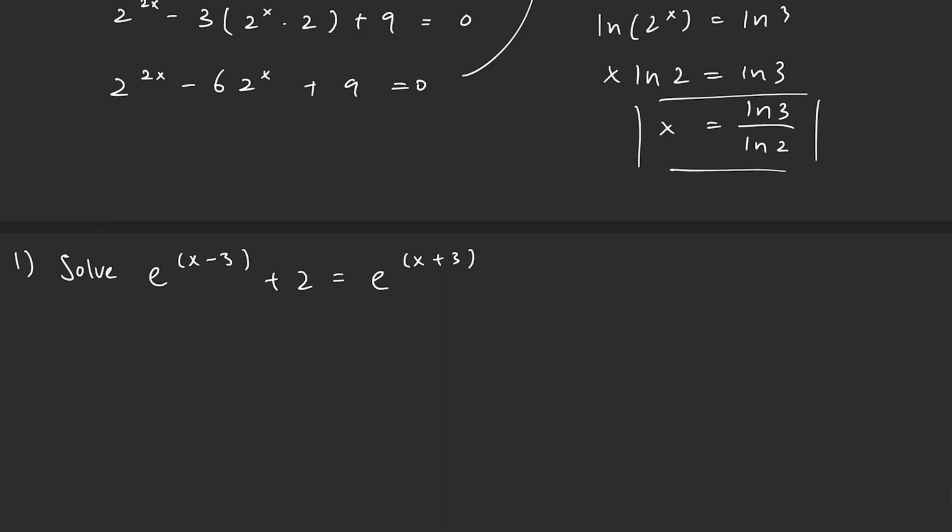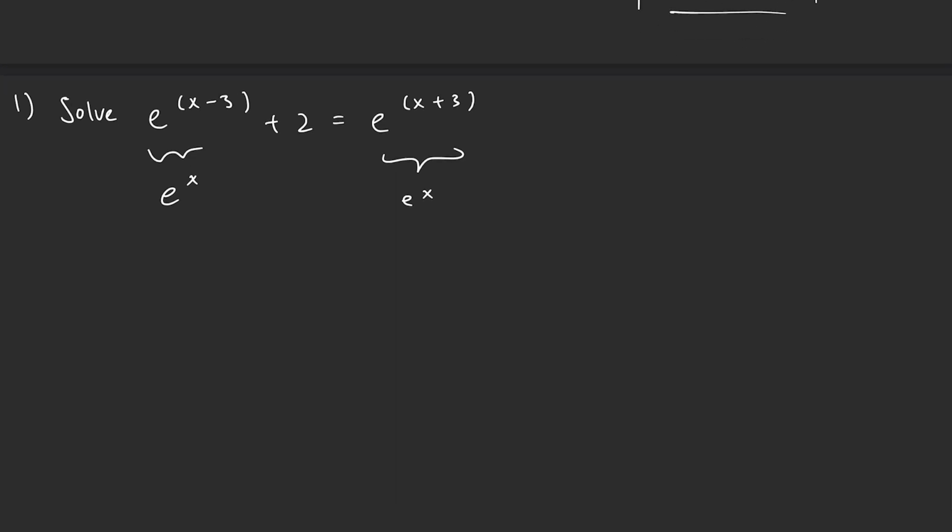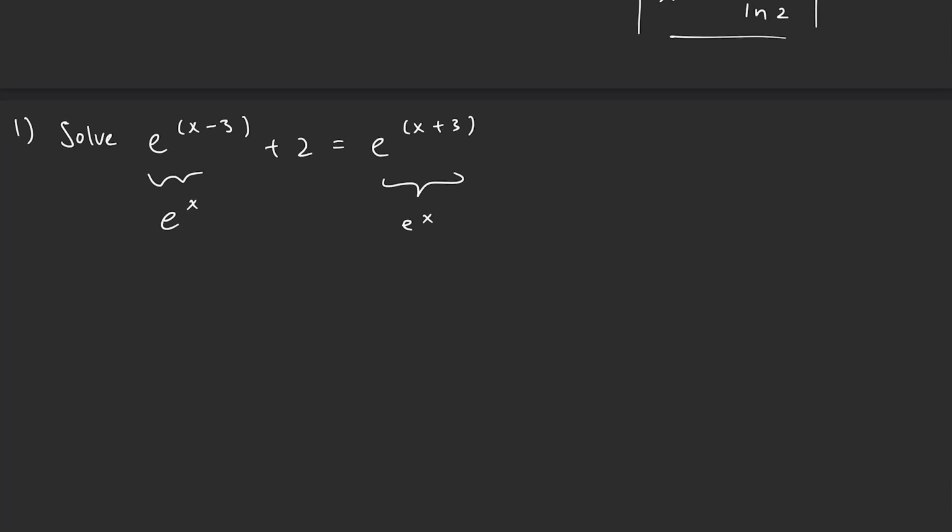All right, so our first question, it says that we have to solve e to the power of x minus 3 plus 2 is equal to e to the power of x plus 3. So my thought here is that we have a common term of e to the x here, so I want to try to isolate that. So I can say that this is equivalent to e to the x times e to the negative 3 plus 2 is equal to e to the x times e to the 3.